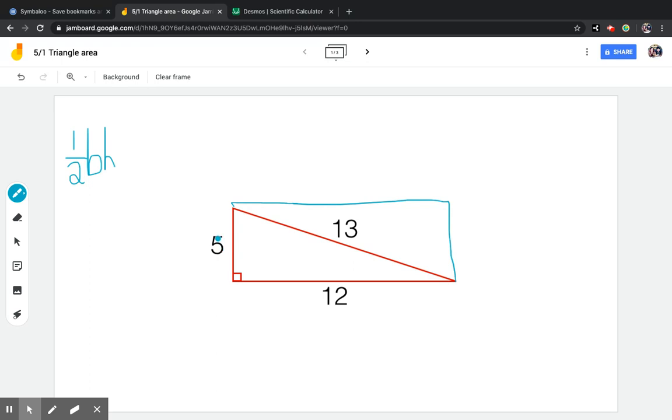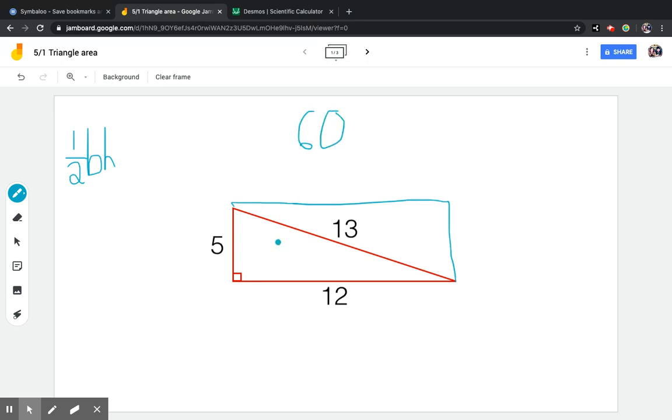So base is 12, my height is 5. I'm not going to worry about this 13 right here. This is actually called my hypotenuse, and we're not going to worry about the hypotenuse right now. So we have my height and my base. So 5 times 12, my answer would be 60.